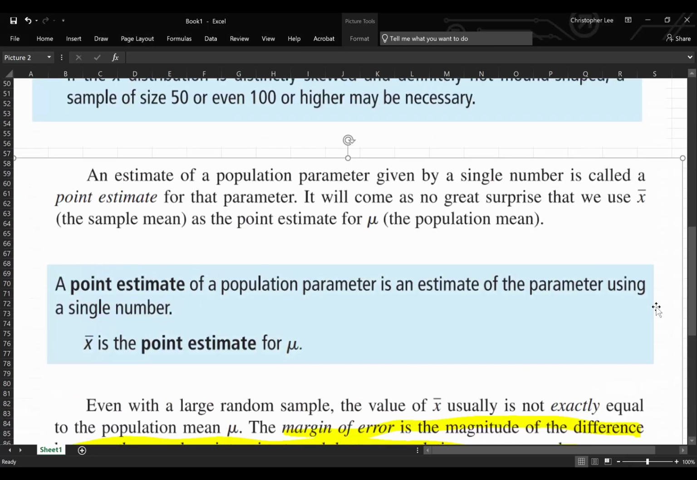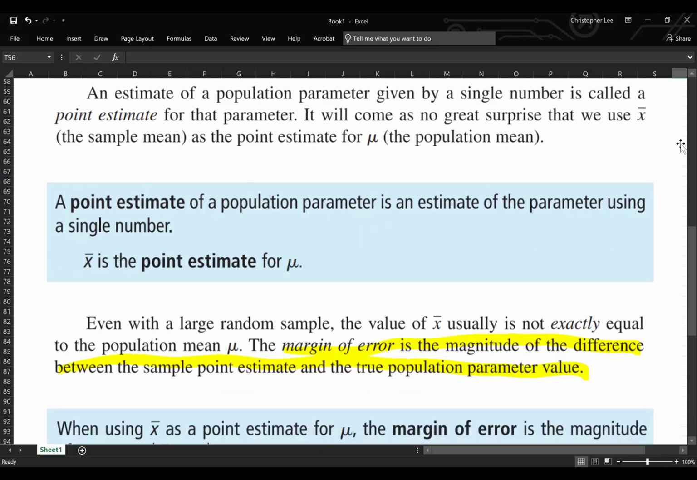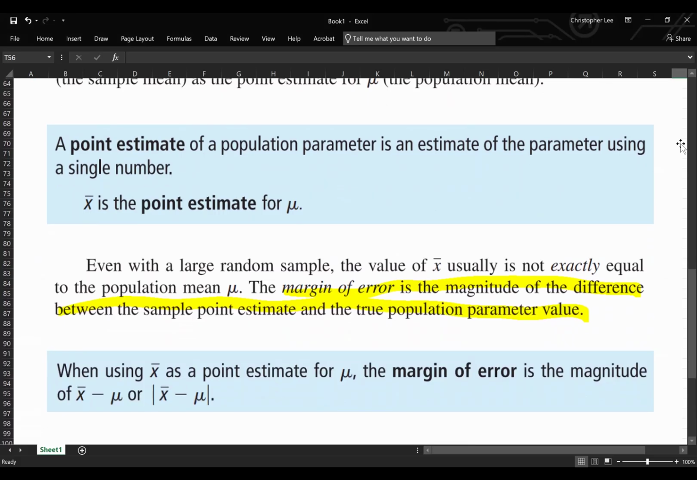An estimate of a population parameter given by a single number is called a point estimate for that parameter. It will come as no great surprise that we use x bar, the sample mean, as a point estimate for mu, our population mean. A point estimate of a population parameter is an estimate of the parameter using a single number. X bar, our sample mean, is the point estimate for mu, period.